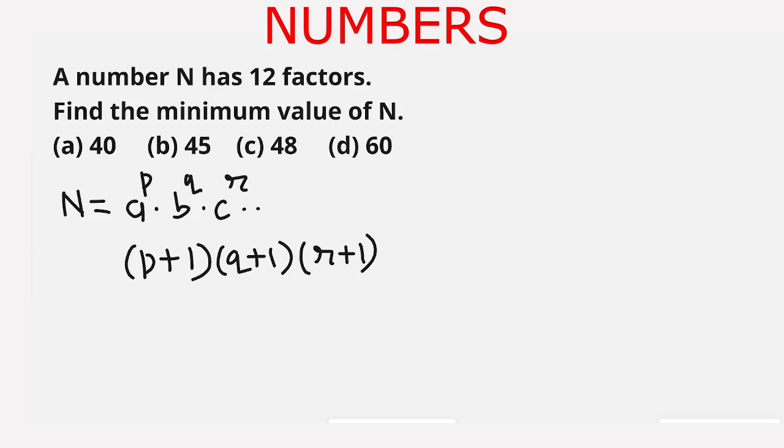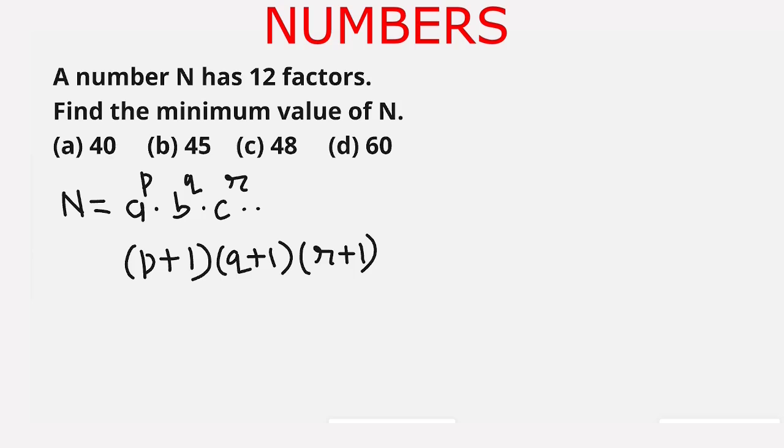So it cannot be a minimum value of n. And if we take these two, p plus 1 and q plus 1, and if this is equal to 12, then one has to be 4 and other has to be 3. If p plus 1 is 4, then p equal to 3 and q equal to 2. Again, this will be a big number.